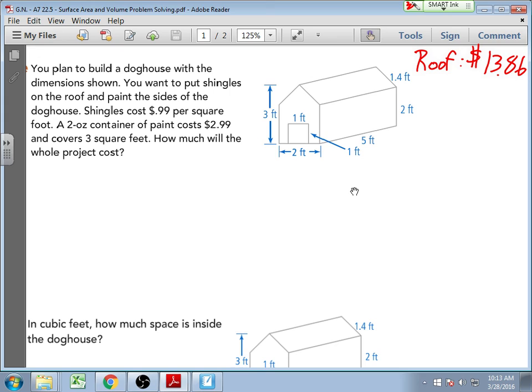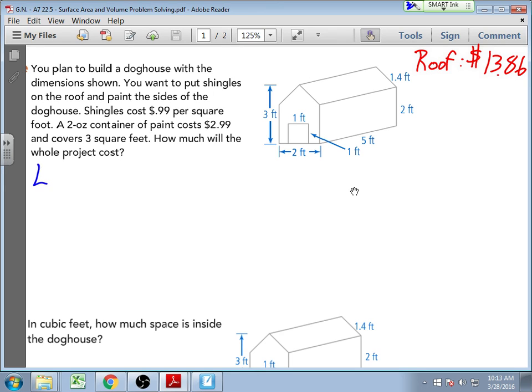So we know the roof is going to cost me 1386. All right, let's bring it back together. Has anybody figured out the easy parts that we're going to paint? The quick, easy painting is like this. I don't care about cost right now. I care about the square footage. Boyer? The 5x2 part. Yes, like the left and right sides, right?